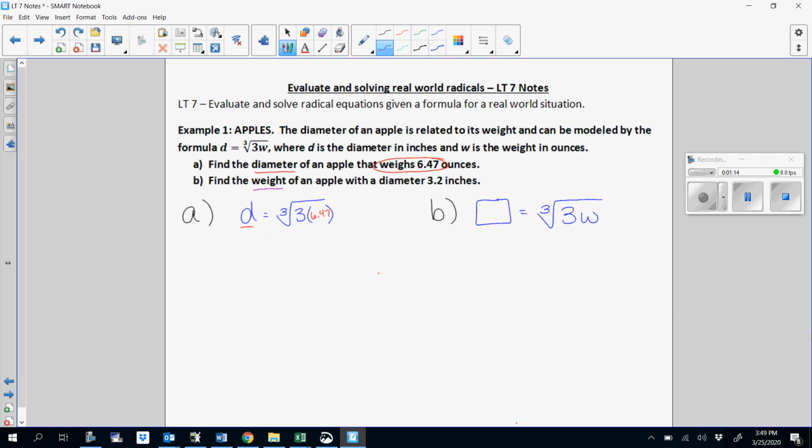Part B says to find the weight. So you'll be using the same formula, but finding the W this time and using the diameter of 3.2. So the diameter of 3.2 would go where the diameter goes in the formula. So right here.